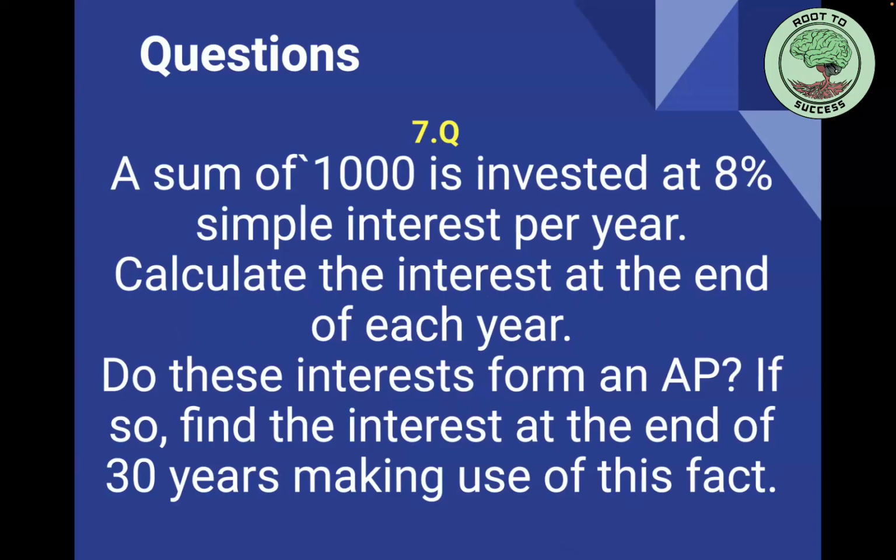So now let's see the seventh question. A sum of 1000 rupees is invested at 8% simple interest per year. Calculate the interest at the end of each year. Do these interests form an arithmetic progression? If so, find the interest at the end of 30 years, making use of this fact.